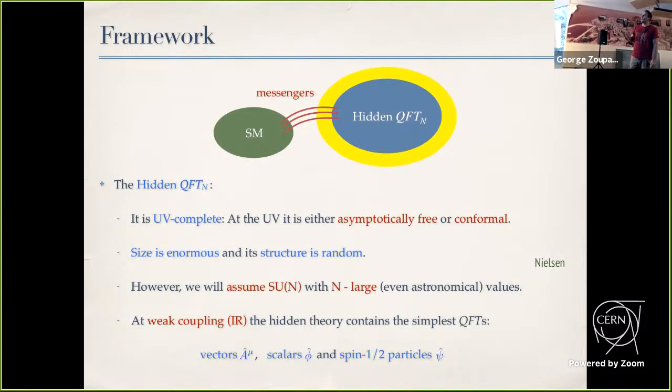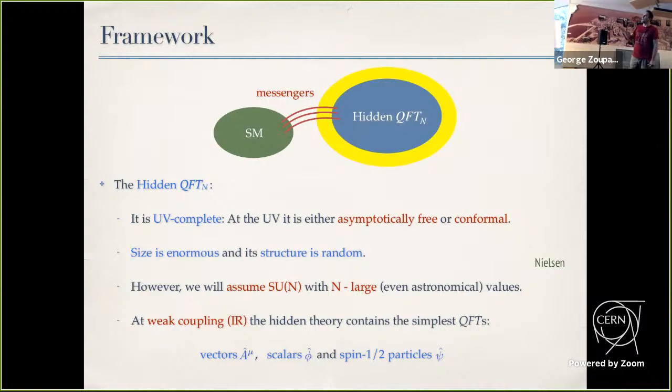The hidden sector is a quantum field theory which is ultraviolet complete. And so at the ultraviolet side, they are asymptotically free or conformal. The size can be enormous, and the structure is random in general. But for the sake of simplicity, we will assume just an SU(N) here. That's why this index here, N.